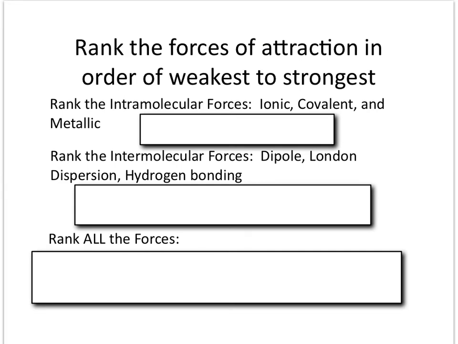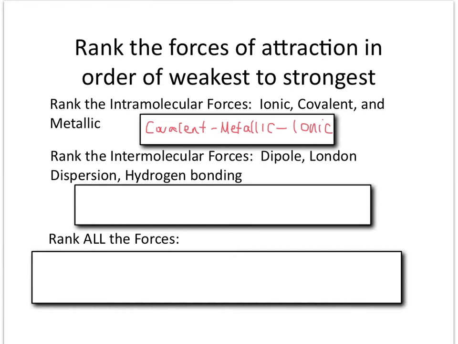Let's rank the forces of attraction in order from weakest to strongest. Remember that the intramolecular forces are the bonds: ionic, covalent, and metallic. And in a previous discussion, we have focused on the fact that the covalent bond is going to be the weakest. Then the metallic bond will be the next strongest, with the ionic bond having the strongest forces of attraction. In the next example, we're going to rank the intermolecular forces. These are the forces between the molecules.